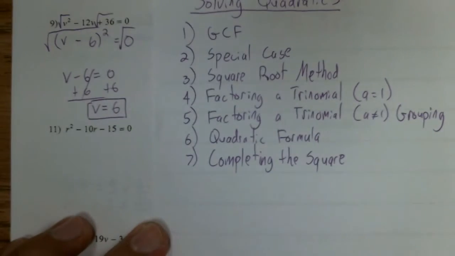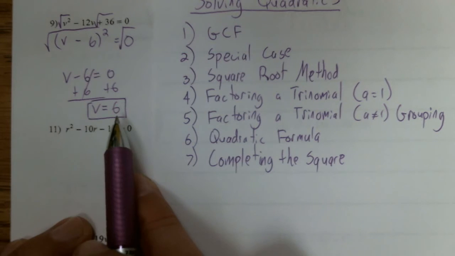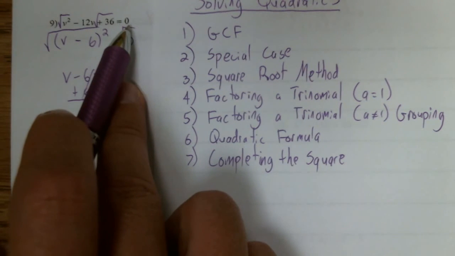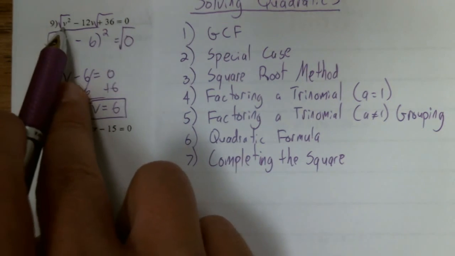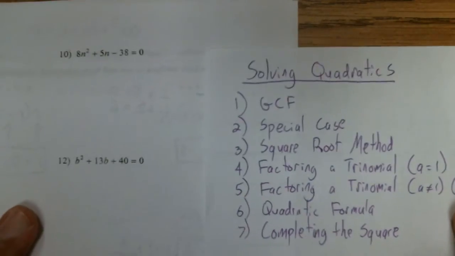So this is one of the few times, guys, where normally we have 2 answers. Sometimes we have no real solution when I'm trying to take the square root of a negative. This is one of the rare times where I literally only have one number. There's only one number I can stick in for v that will make this equation equal 0, and that number is 6. Okay. All right, so let's move along.